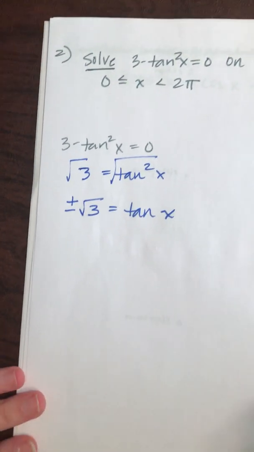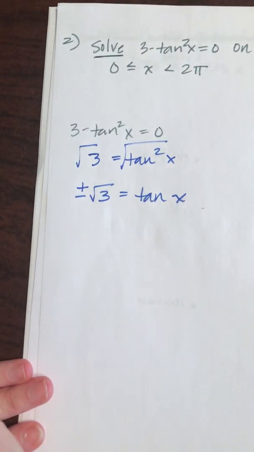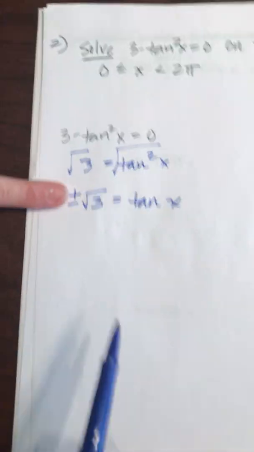All right, sorry I got cut off there, so I'm going to finish this example. Anyways, we square rooted both sides, so I get plus or minus root 3 equals tangent of x.